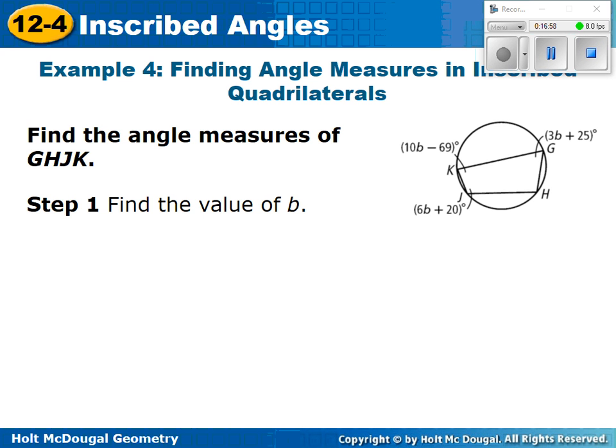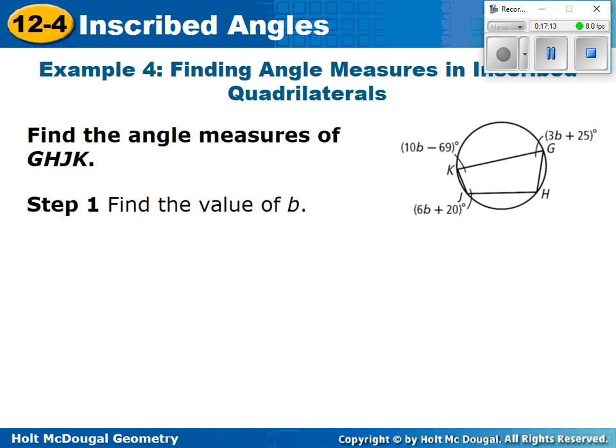Notice it says find the angle measures. How many angle measures are there in this quadrilateral? 4. So you're going to find all 4. Go ahead, you and your partner, and then we're going to come back together if you're not quite finished. As you're finishing, look back up here.